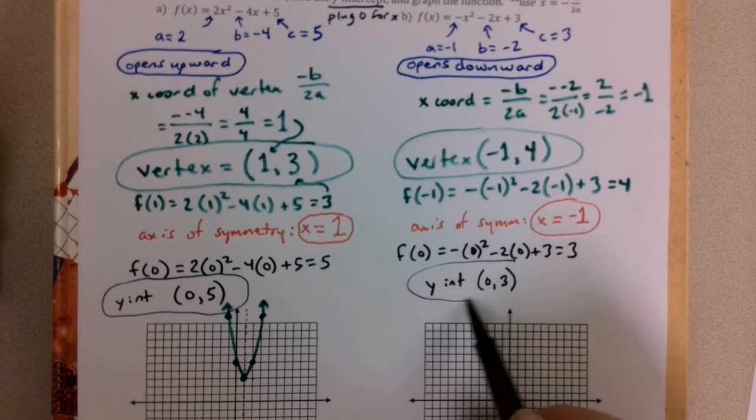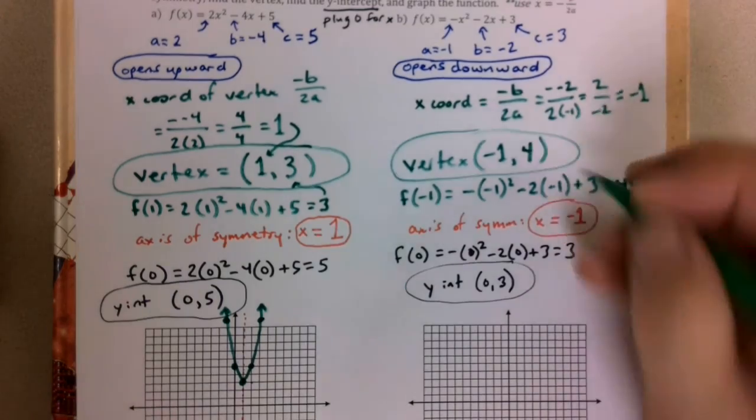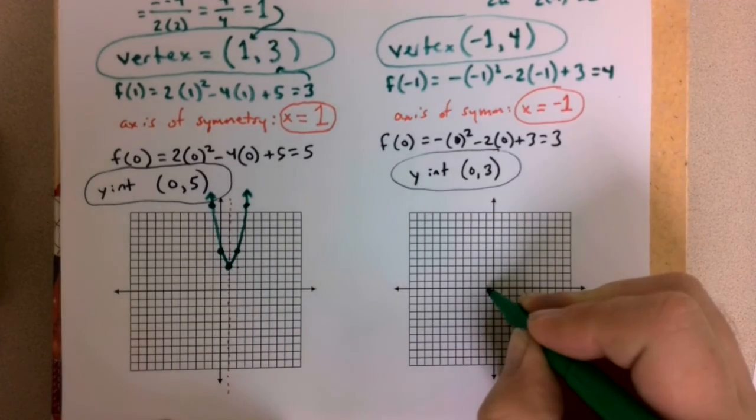Last thing we need to do is graph. And the graph you can do two ways. Here's how I would do it. This would be the fast way. Graph your vertex. That's at negative 1, positive 4.